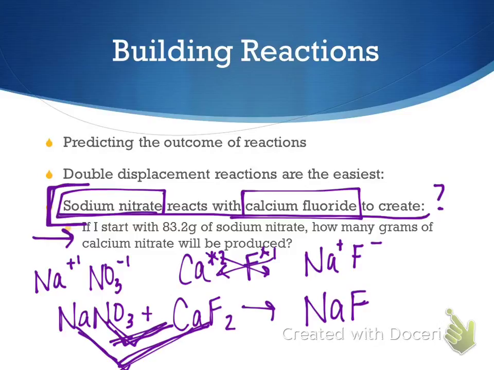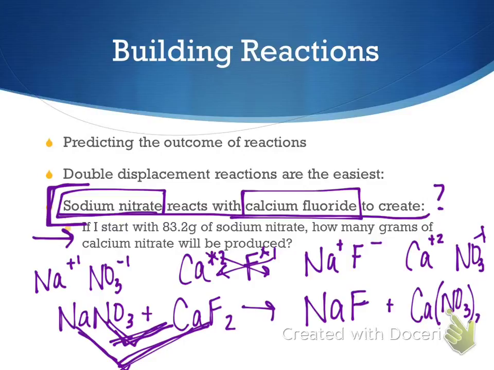Okay, so that means that our other combination is going to be between what two compounds here? Or what two elements or molecules? Calcium and nitrate. So calcium is a +2. Nitrate is NO3 -1. Okay, so how many nitrates do we need to cancel out that calcium? 2. Ca(NO3)2. Okay. Now we need to balance this equation.